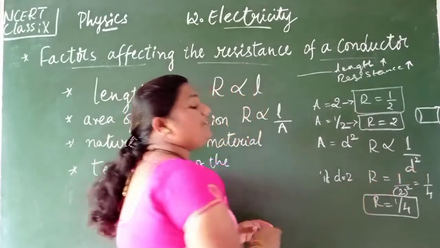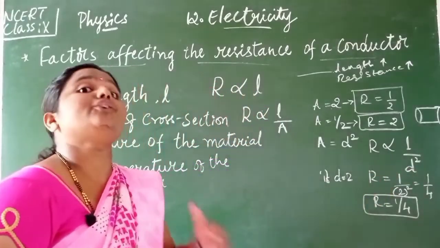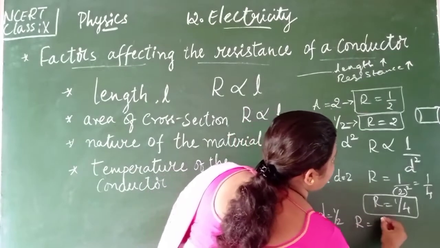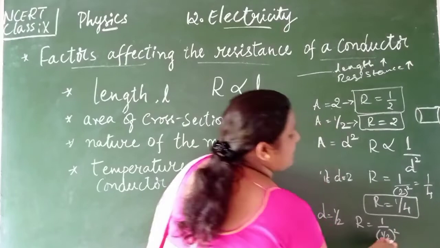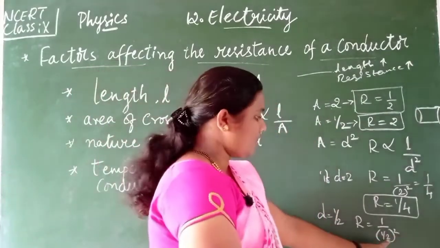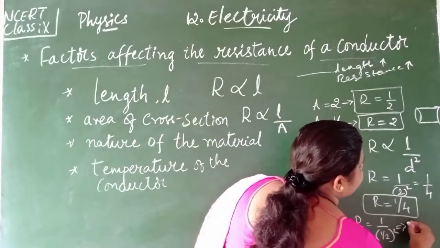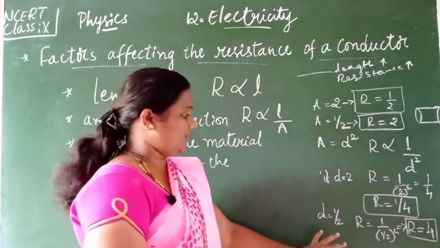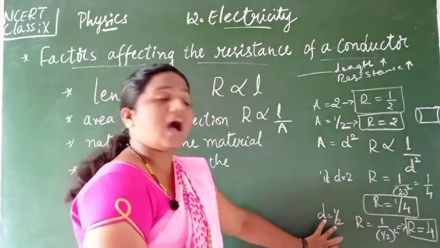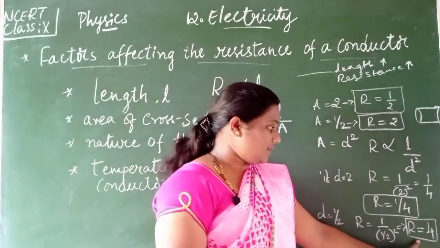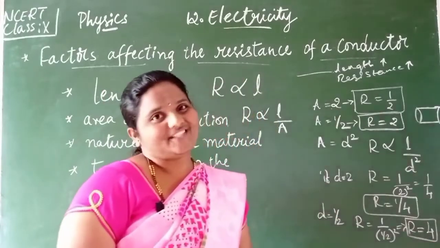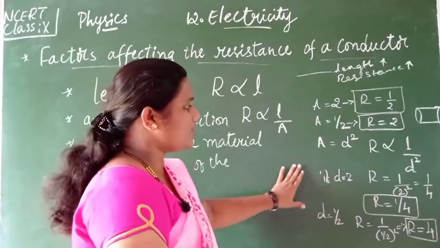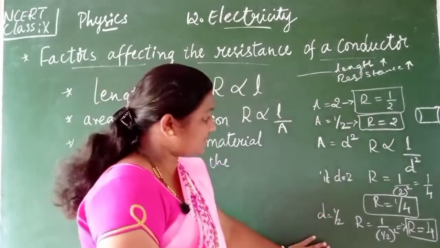Suppose if they asked if the diameter of the conductor is reduced to half, it means D is equals to half. You have to substitute that, 1/2 square, means 1/2 square means 4. This 4 goes to numerator, means R will become 4, isn't it? So we can say that if the diameter of the conductor is made half, then resistance of the conductor increases to 4 times. Got it, children? Yes. You have to understand this concept clearly and remember it, children, because while solving the problems, you can come across all such questions.